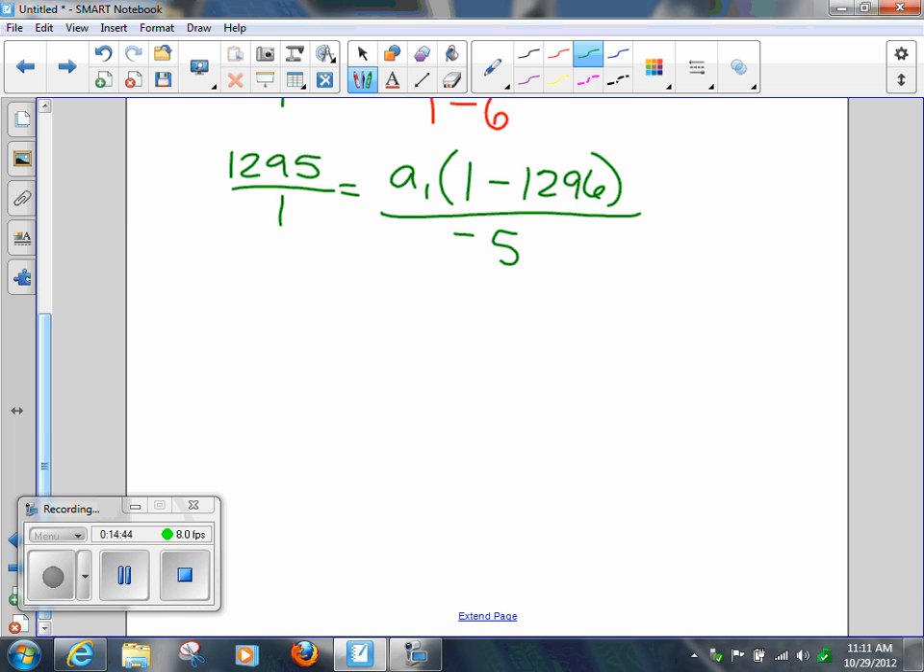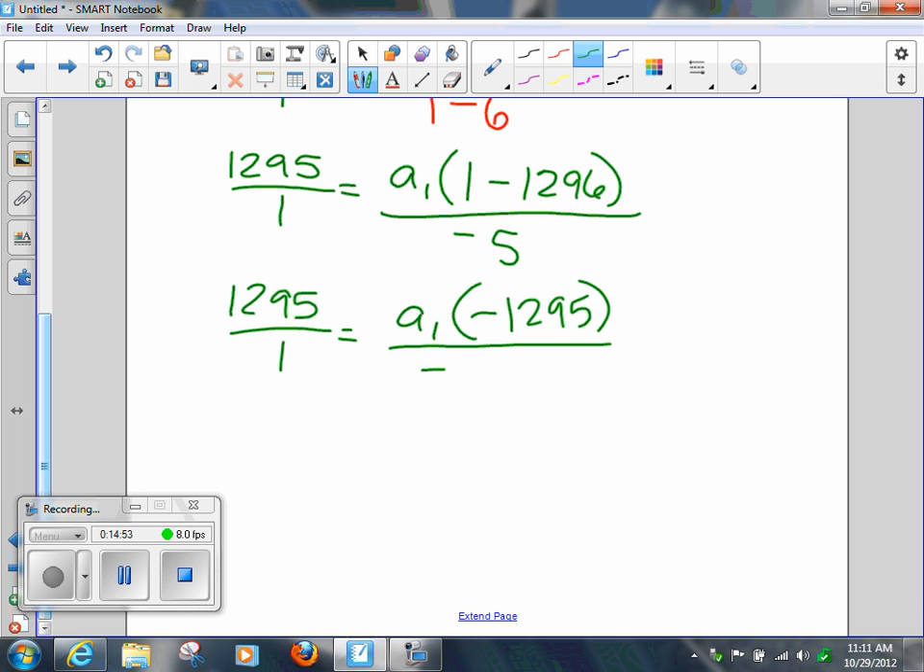To keep going. We get 1295 over 1 is equal to a sub 1 times negative 1295 divided by negative 5. Happy. I'm okay with that. Now, at this point, you could look at it and go, all right, I can do one of two things. I can cross multiply and solve, because it is a proportion. Or, folks, can I do this and be a big girl and say, you know what? What's negative 1295 divided by negative 5?